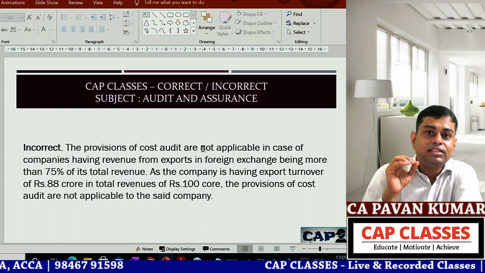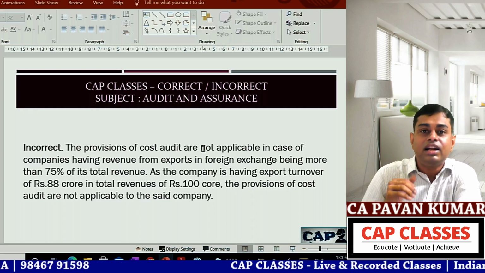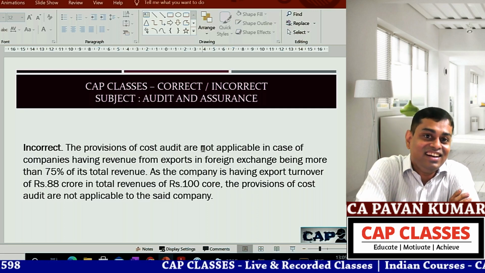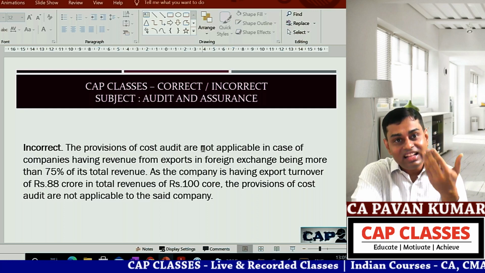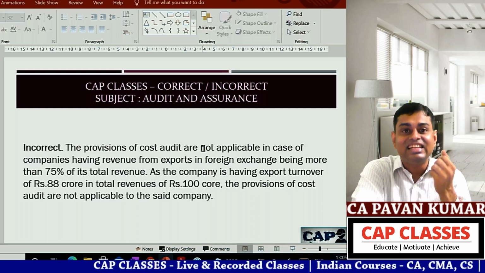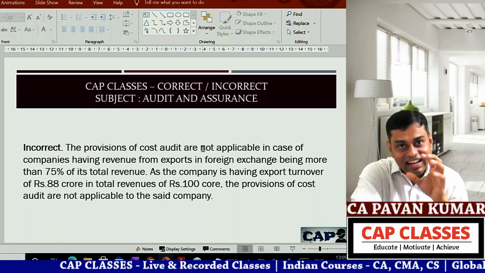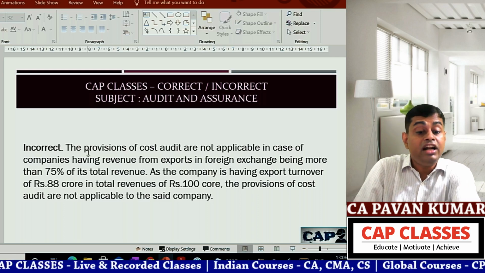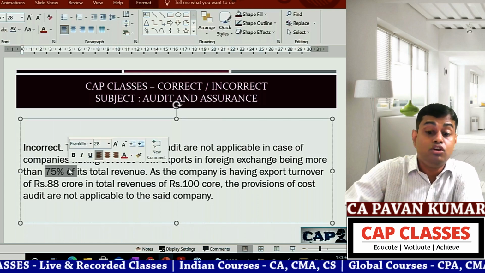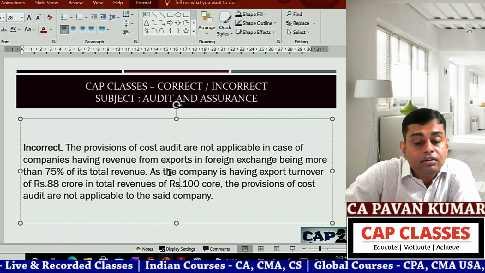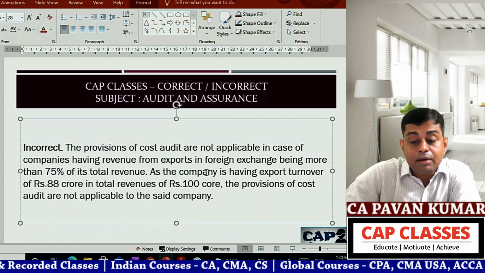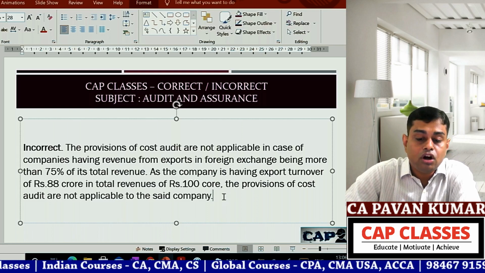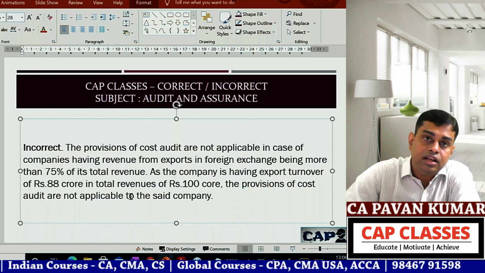Sri Lanka, Pakistan, Bangladesh are also other countries. But if you go to that country, don't say, hey bro, I am in a foreign country. Seriously. So, export to another country and bill it in foreign currency. Then it is called proper export. Otherwise, it is called half ticket export. So, full ticket export you need to do, and 75% of your total revenue must be from exports. Then you are exempted. Then cost audit is not applicable to you. As the company has export turnover of 88 crores in total revenue of 100 crores, the provisions of cost audit are not applicable to the said company.